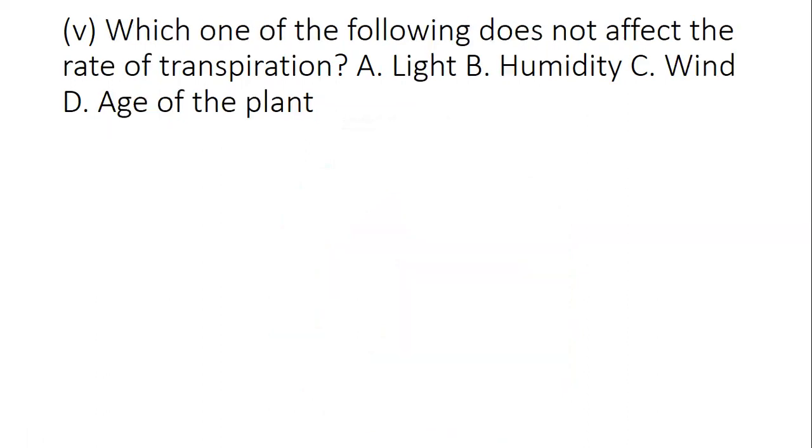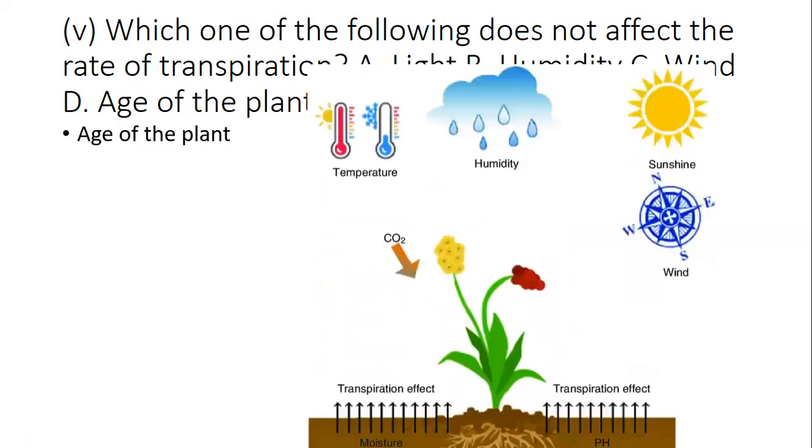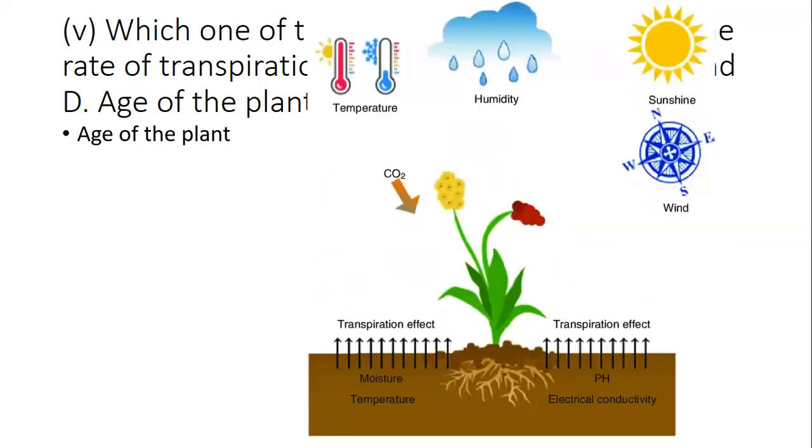Next, which one of the following does not affect the rate of transpiration? Light, humidity, wind, or age of the plant? The correct answer is age of the plant. So these are the factors which affect the rate of transpiration: temperature, humidity, sunshine, wind.